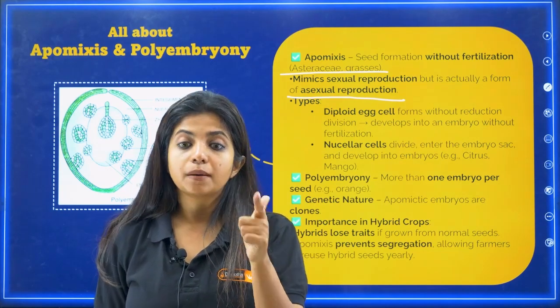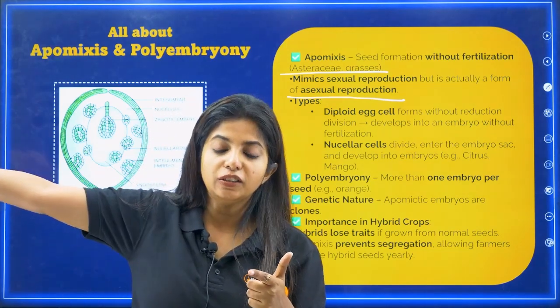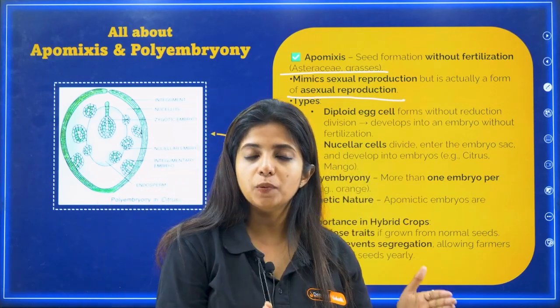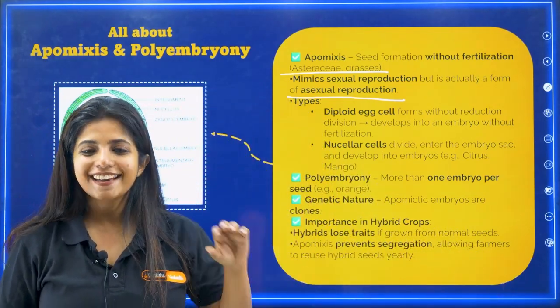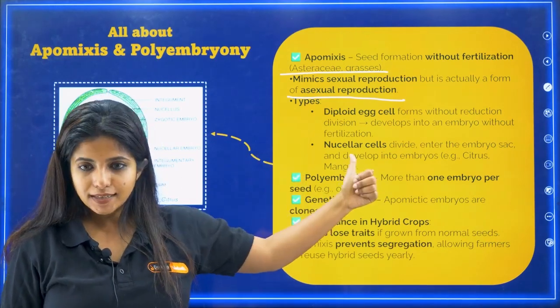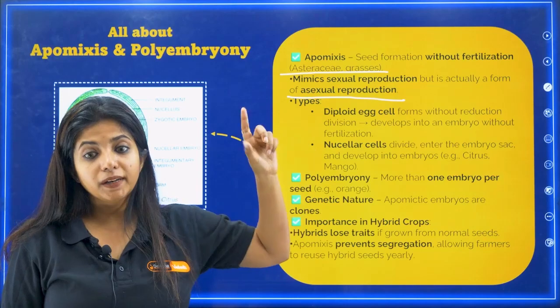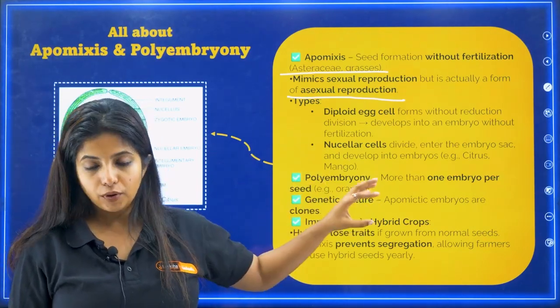Second thing, hybrids basically can lose their traits if they fertilize with the other plants over there. But in the case of apomictic seeds, it won't. There is no segregation that you see. Okay, so apomixis is clear. How does it happen? Through a diploid egg cell or the nuclear cells. Now when you have multiple embryos within the embryo sac, you call this condition polyembryony.